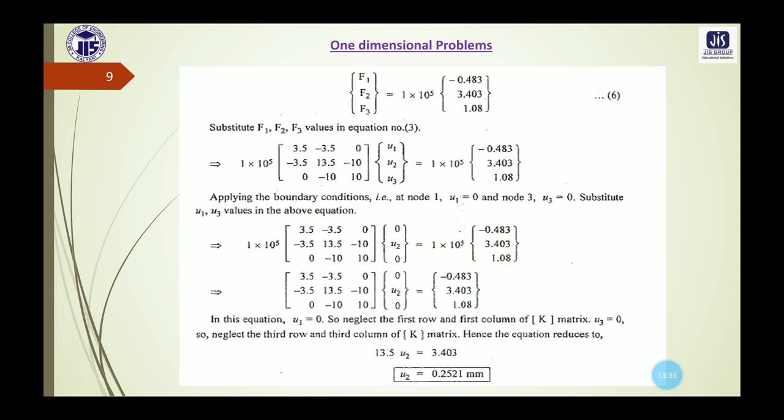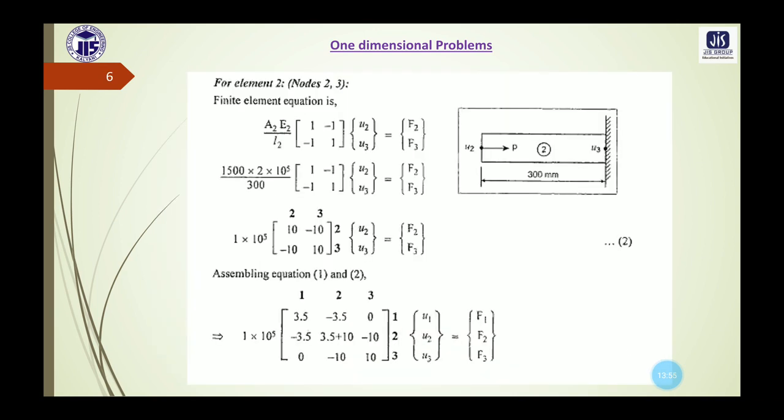So finally we are getting equation number 6. If we need to put these values of the global force vector in the earlier equation number 3. Now we need to apply the boundary condition. So how to apply the boundary condition?